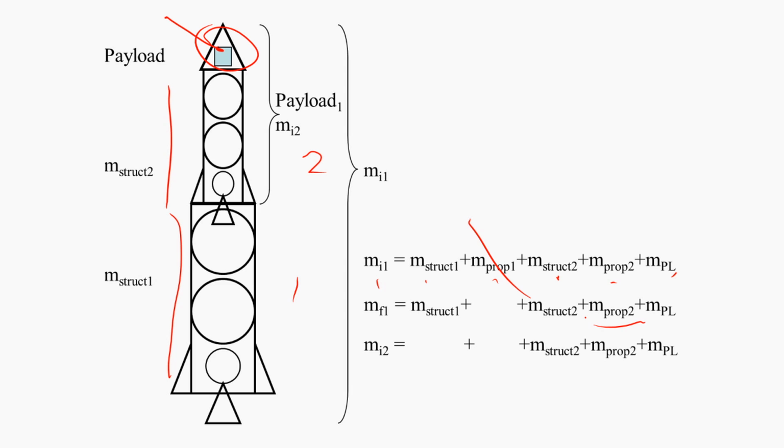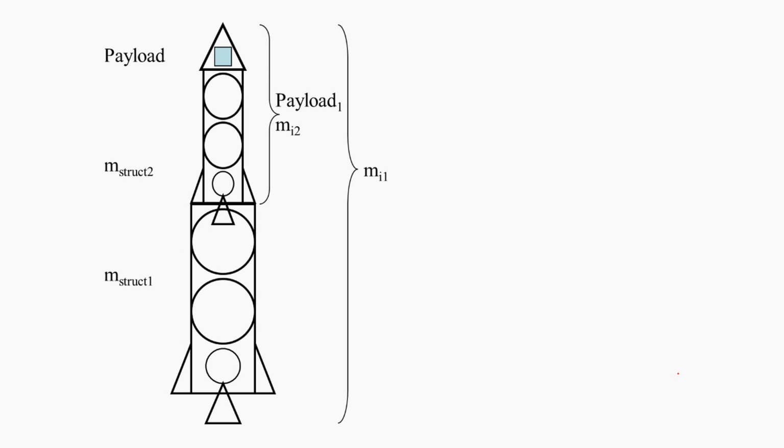Now, what we do when we stage a rocket is we drop the first stage so we get rid of the structural mass. And this, of course, is the whole point of staging. We're now lighter when the second stage fires. And when we finish, we have burned the propellant in the second stage, and we're just left with the structure in the second stage and the payload.